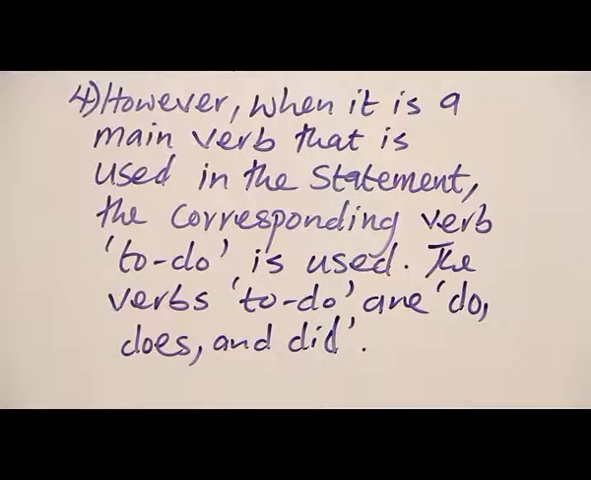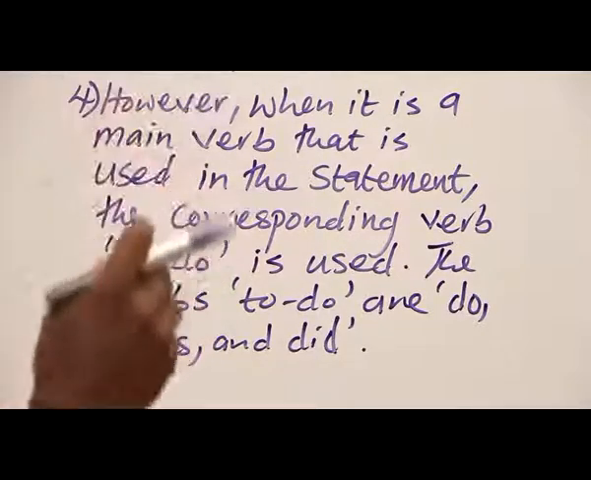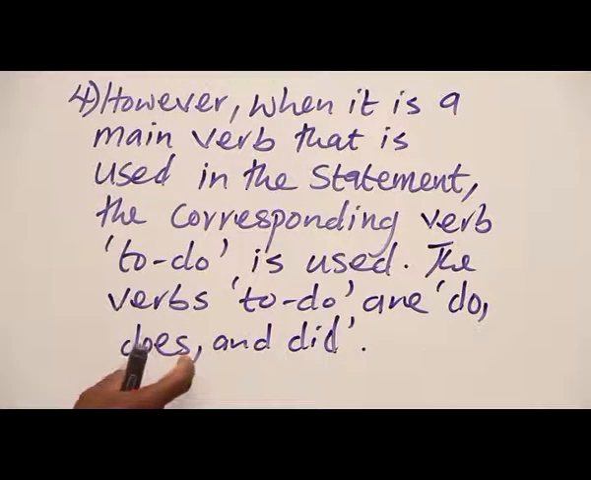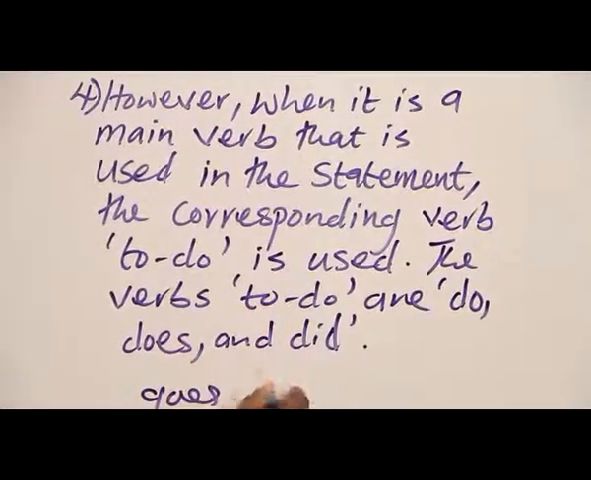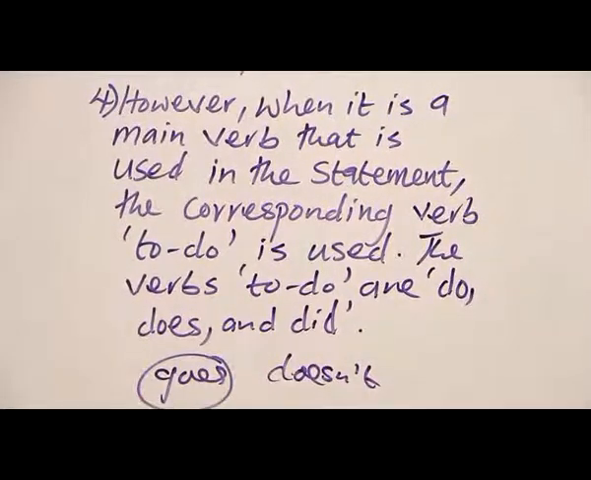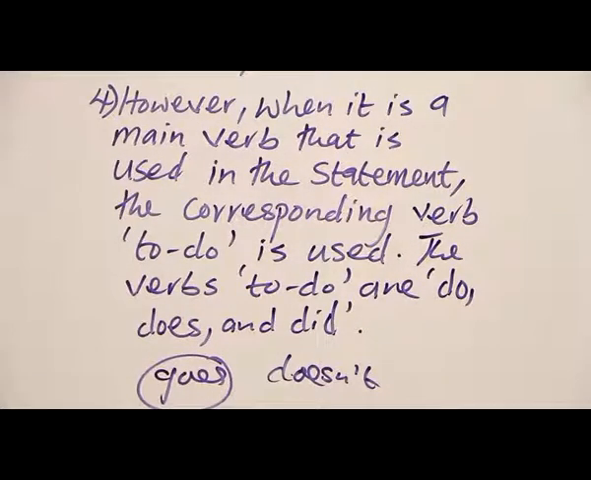Hint number four. However, when it is a main verb that is used in the statement, the corresponding verb to do is used. The verbs to do are do, does, and did. It is from these three, do, does, and did, that you pick if what you have is a main verb. Let's take, for example, the sentence, he goes to work every morning. Now, our verb here is goes, which is a main verb. So in your tag, you will take the verb corresponding to that. Goes is a singular verb. The singular do verb is does. So it will be, doesn't he, and the response will be, yes, he does. So while the statement has the main verb goes, what goes with it now is does, but you simply take the negative since the statement is positive. That's what you do when it's a main verb that you have in the statement.